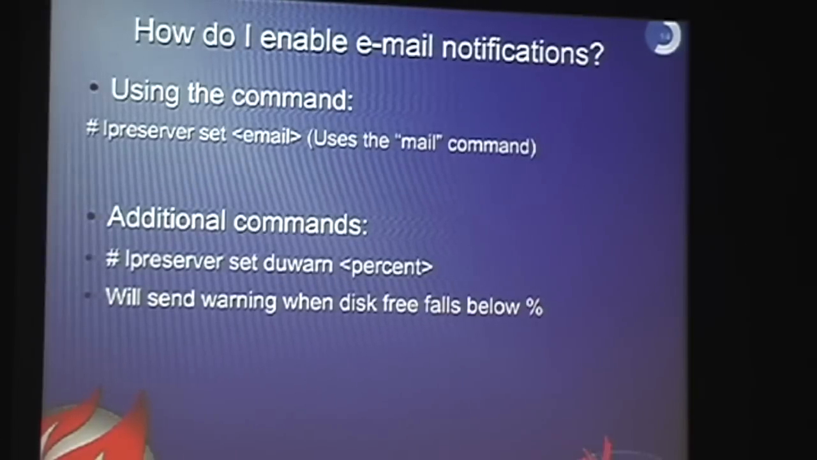So email notifications, again, very simple to set up. You'll just use lpreserver set your email address. It's just going to use the mail command, so we're going to assume you have mail set up on the box. There's some additional commands such as disk usage warning. So if you want to be warned when you hit 70% capacity, you can pop that in there and it'll check every 5 minutes and warn you if your pool is starting to get low.